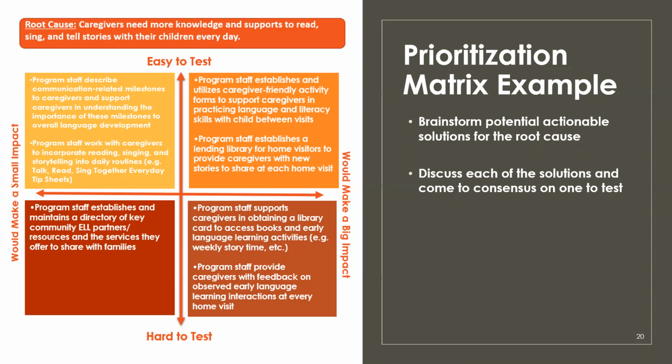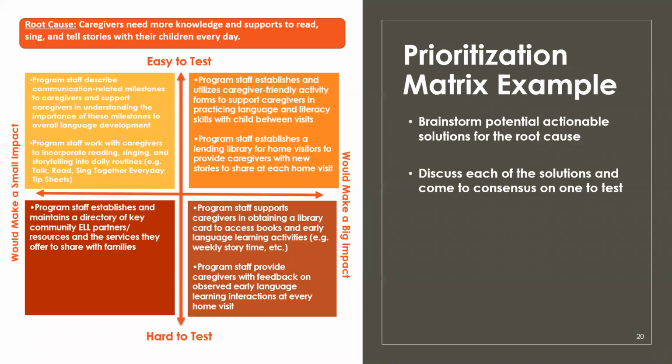Another solution that came up in this team's brainstorm that would be hard to test and would make a small impact is that program staff establishes and maintains a directory of key community early language and literacy partners and or resources and the services they offer to share with families. Something the team came to that they felt would make a big impact but be hard to test would be program staff provide caregivers with feedback on observed early language and learning interactions at every home visit.